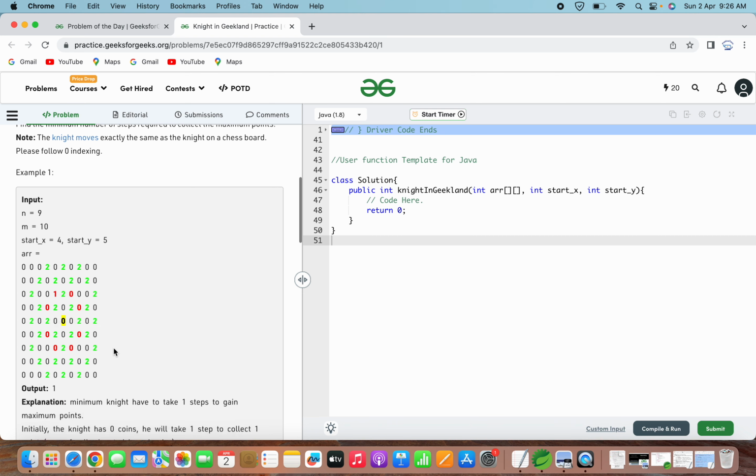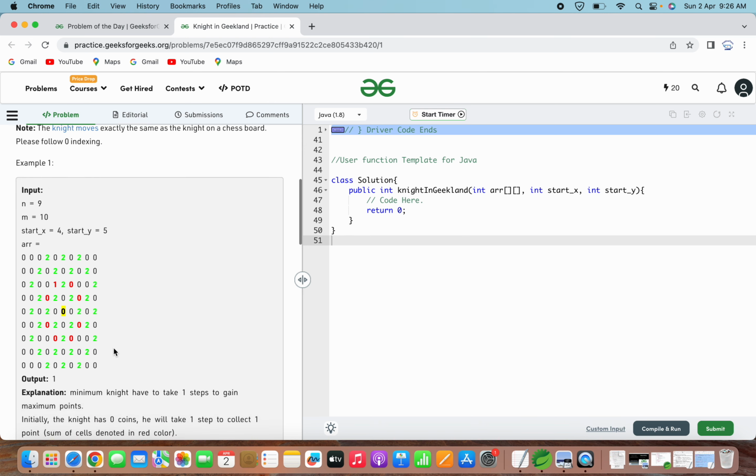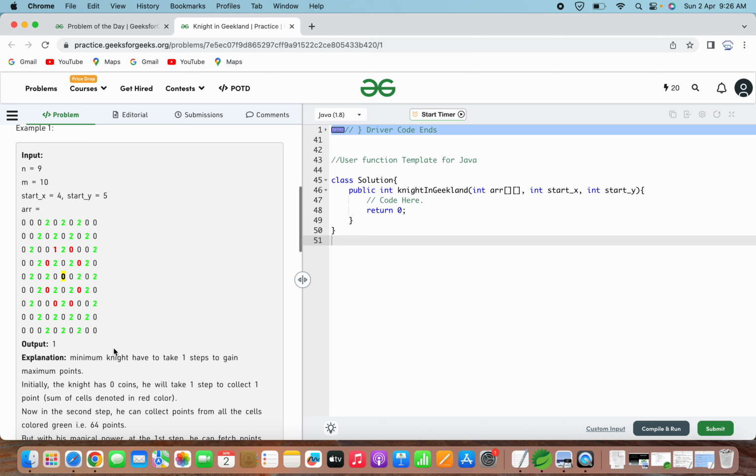So let's go through the given examples and understand it in a better way. With both these examples, it will be very clear what has been asked in the problem. Here it is given that N cross M is 9 into 10, so 9 into 10 is the size of the matrix. And the initial position of the knight is X equal to 4 and Y equal to 5, which is highlighted here with a yellow background, and it is in bold also.